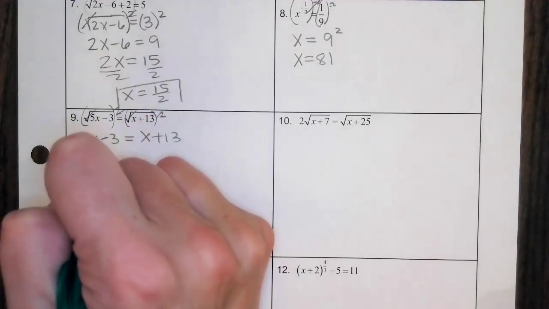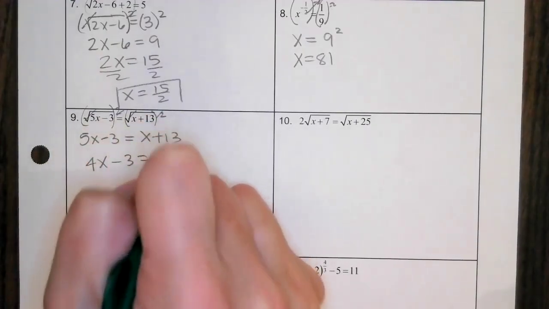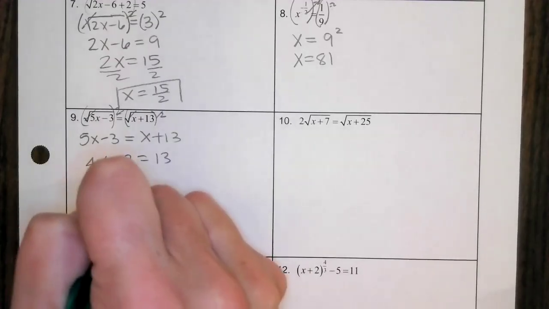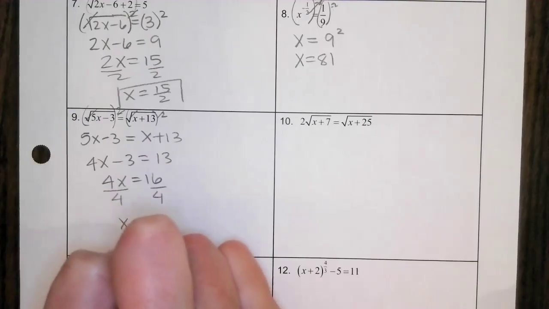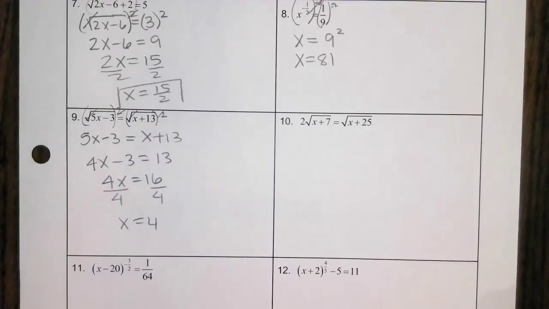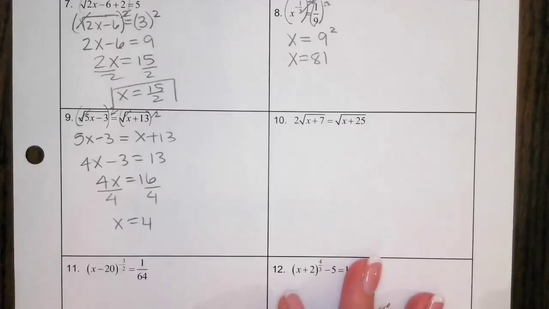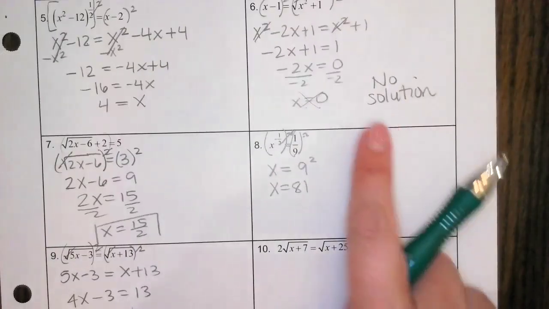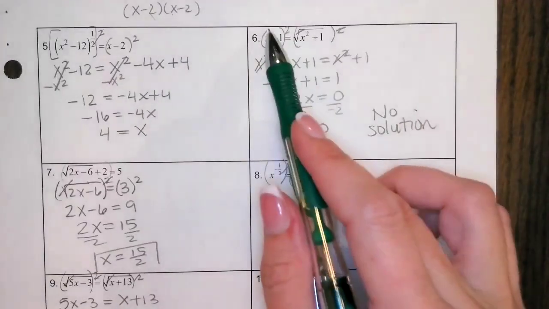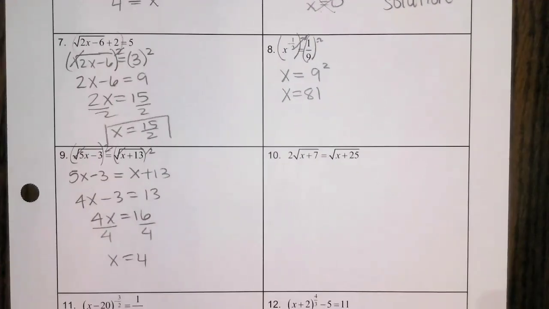I subtract my x. I add my 3 and divide by 4. x is equal to 4. Again, we're checking all of these. I've already gone ahead and checked them, but make sure you check your work always to verify that it is not an extraneous solution, or a no solution like this. We had a solution, but when we plugged it in, we saw it didn't work. So you want to make sure you do that.